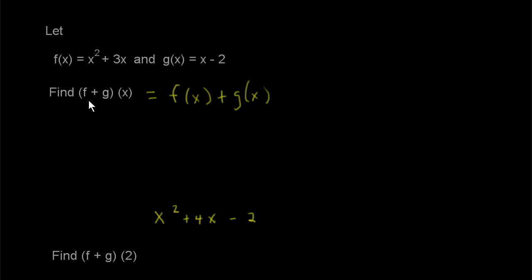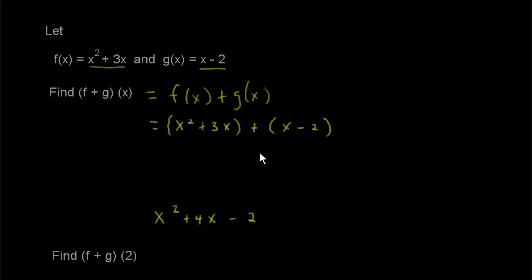So we said that f plus g of x is defined to mean that it is f of x plus g of x. And so what is f of x? Well, f of x is written right up here. F of x is equal to x squared plus 3x. So I'm just replacing f of x with this. Maybe I'll put parentheses around it. And g of x, what's g of x equal to? It's equal to x subtract 2. And maybe I'll put parentheses around that also.